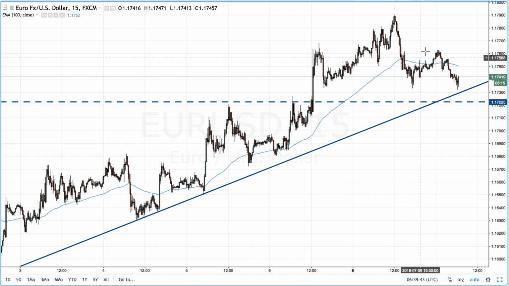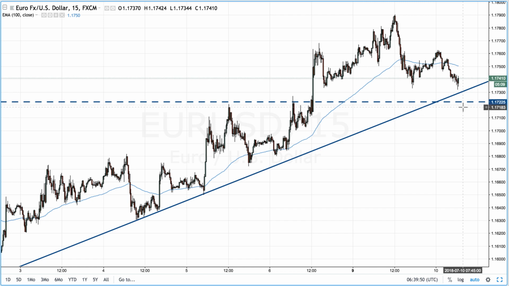If the market, of course, just sells through this trend line and breaks beneath this level here, then that could be an indication that the longer term trend is going to reassert itself, and then we would need to start looking for selling opportunities.